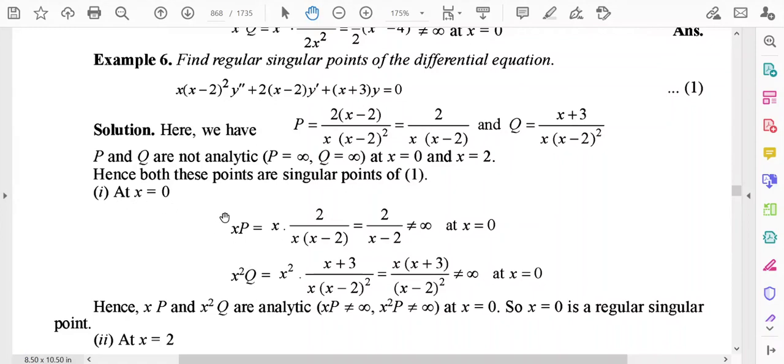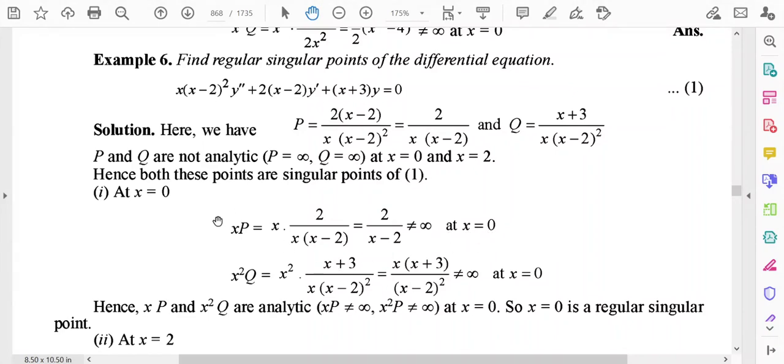For the point x is equal to 0, you see that there are 2 points actually, x is equal to 0 and x is equal to 2. So let us calculate x is equal to 0 at first. So x minus 0 into p, that will become 2 by x minus 2, and it is not infinite at the point x is equal to 0.